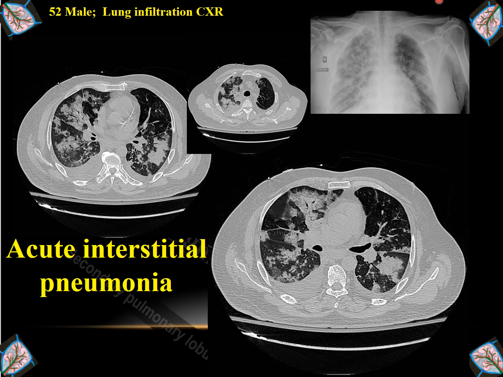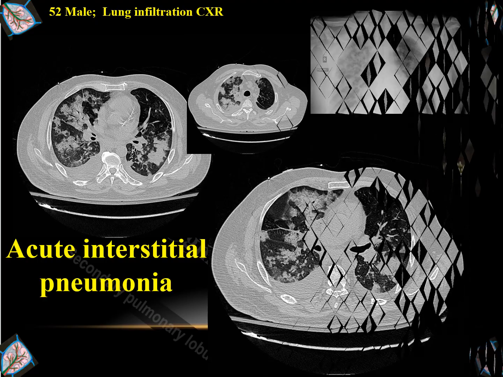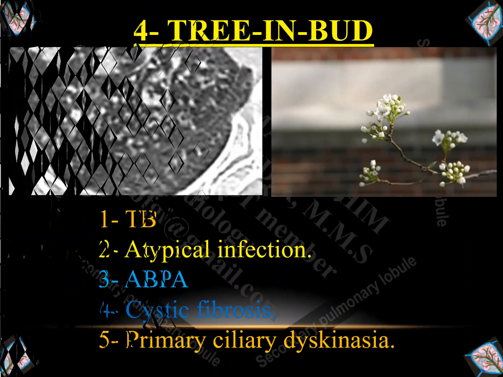This patient presented with infiltrative pathology on the chest X-ray. CT was done, showing the crazy paving appearance with ground glass and thick interlobular septa, and lung infiltrations and consolidations also in other areas and thickening of the fissure. This was diagnosed as acute interstitial pneumonia.